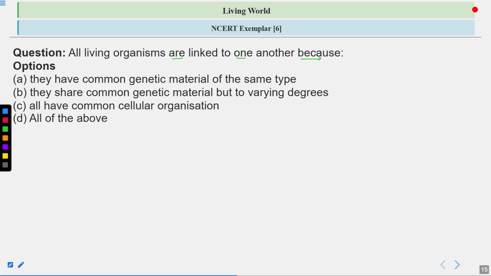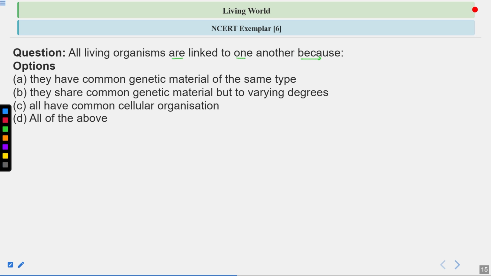So everything is controlled by the genetic makeup of the organism, or you can say everything is controlled by the genes, because genes, which are made up of DNA, code for a particular protein, and this protein is responsible for a particular phenotype.